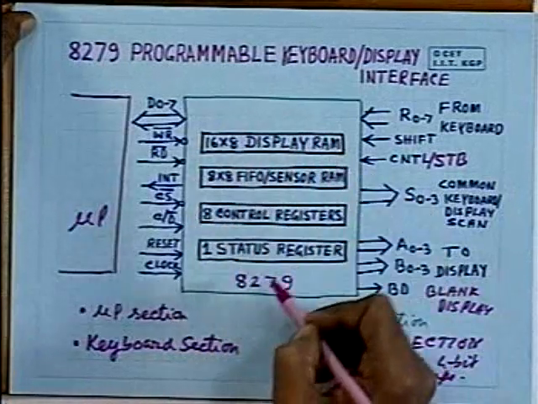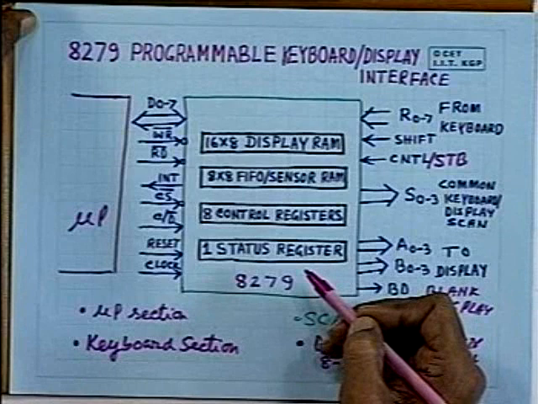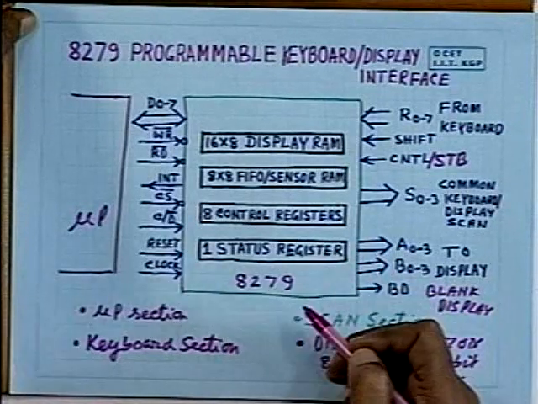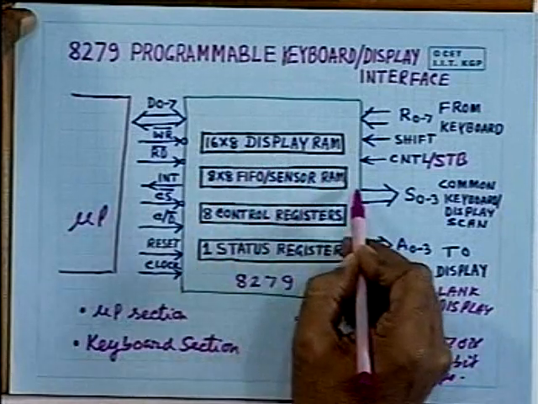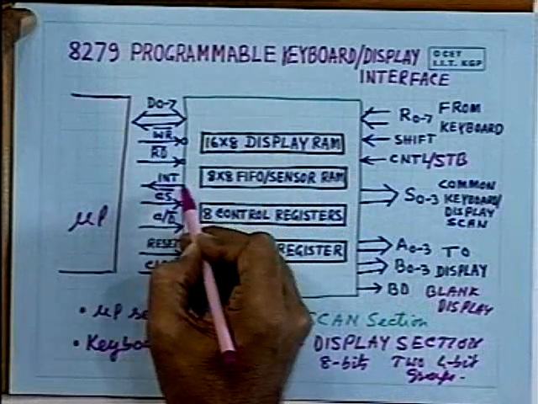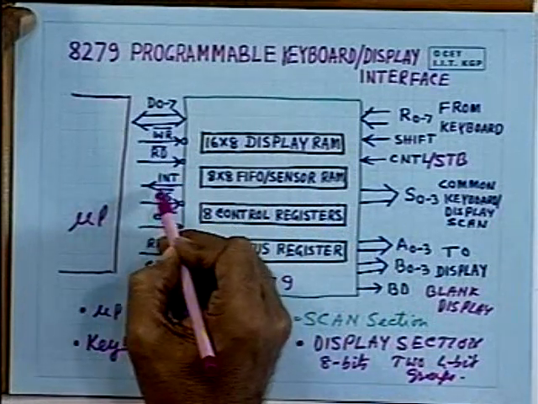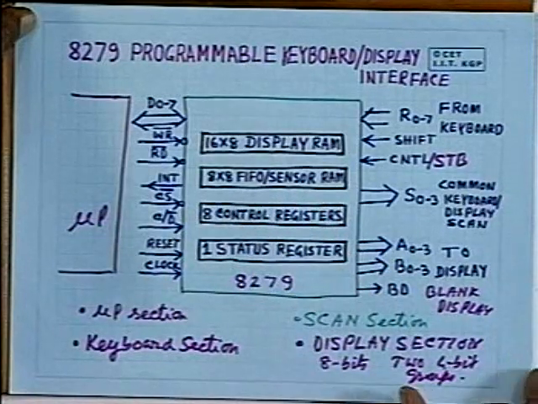You do not have to run a program to display some information on the LEDs or scan the keyboard. This particular device, this programmable keyboard display interface, will keep on scanning the display as well as the keyboard, and whenever there is any key depression, that will be transferred to this FIFO sensor RAM, and it will interrupt the microprocessor through these interrupt lines. It can be connected to one of the interrupt lines and the display will take place. So, this is how it will work.